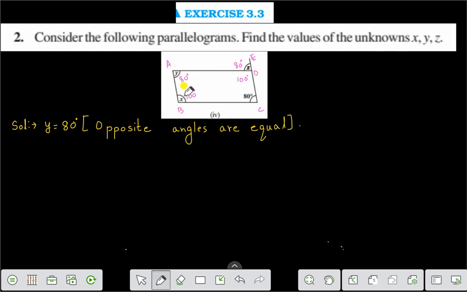Now you see X and Y. Since X and Y are adjacent angles, and Y is 80 degree, therefore Y plus X is equal to 180 degree. Why? Because adjacent angles are supplementary, that is 180 degree.